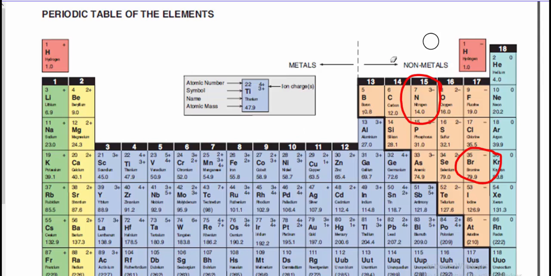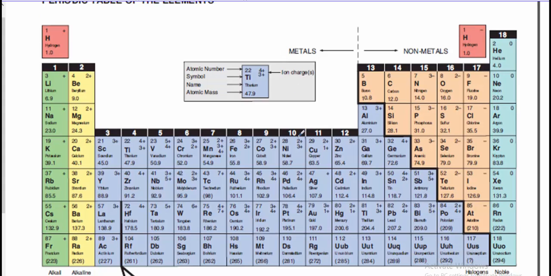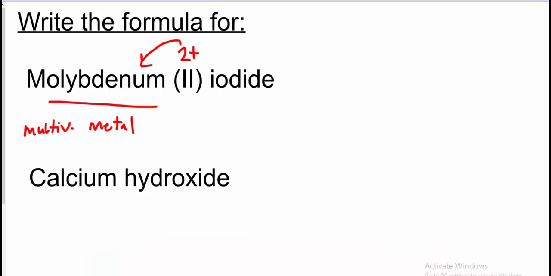I'm looking in the metals. I'm looking in the center because I know it's a multivalent metal which exists within our transition metals, and I see it right here. It's in group 6, and Mo is the symbol. So Mo, and I know it's a 2+, so let's write that in right away.